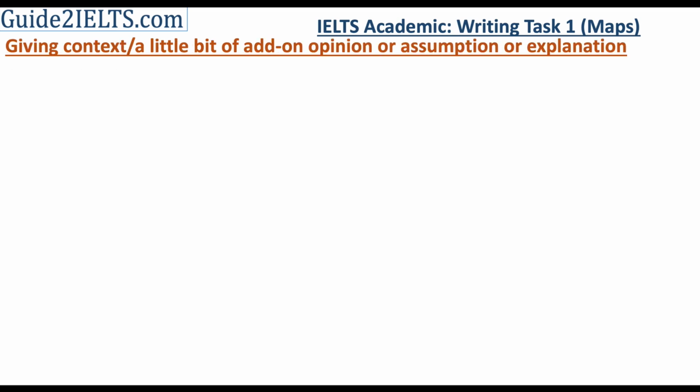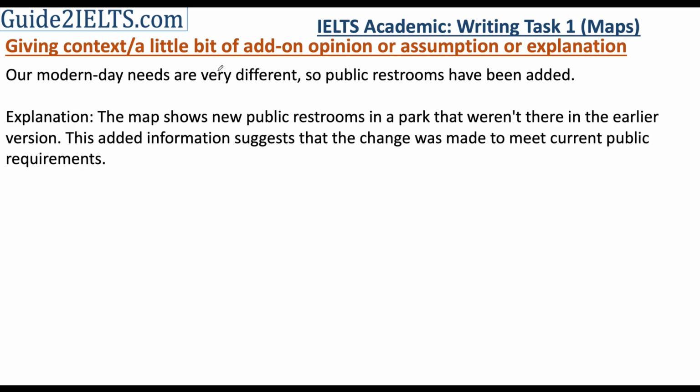Finally, as a rule, we shouldn't give our opinions in IELTS Writing Task 1 academic responses. However, sometimes you can provide a little context or add some explanation or assumption. Just don't overdo it. Here are a few examples. Our modern day needs are very different, so public restrooms have been added. So the map shows new public restrooms in a park that were not there in the earlier version. This added information suggests that the change was made to meet current public requirements.